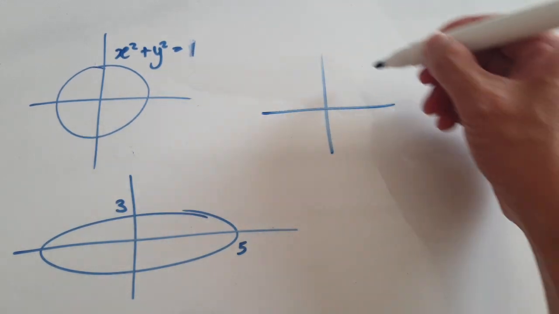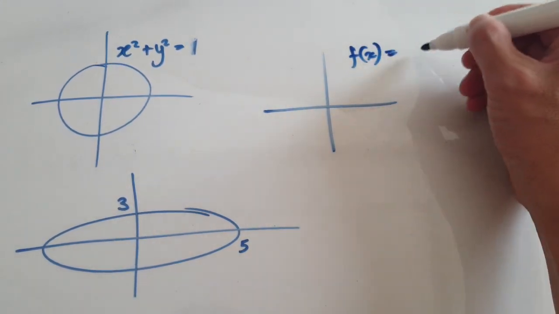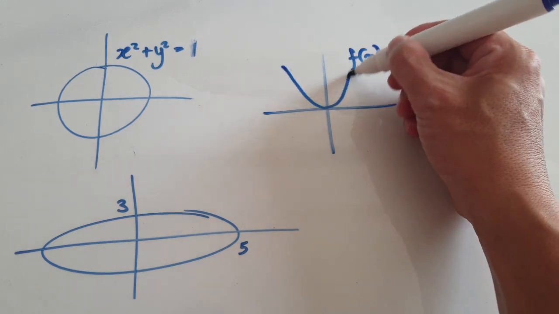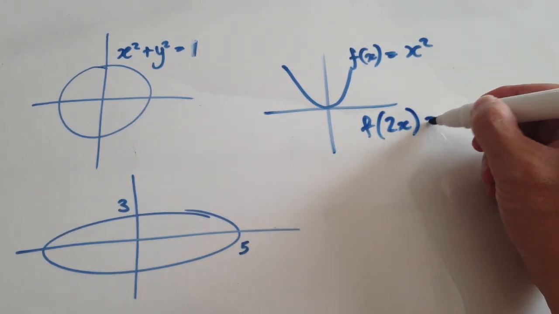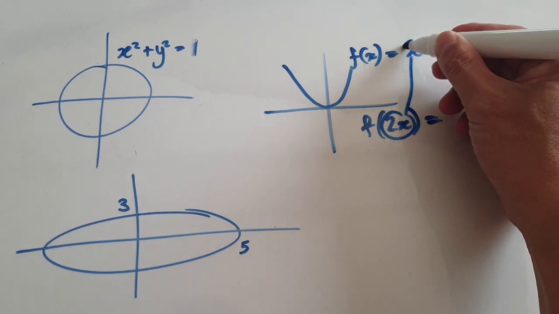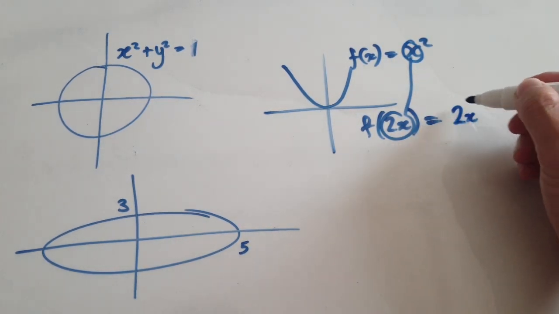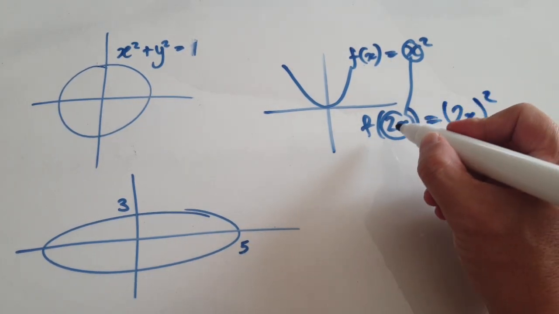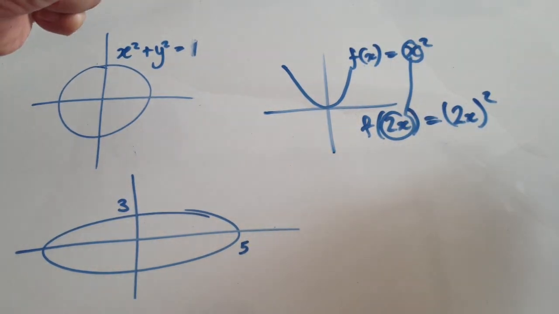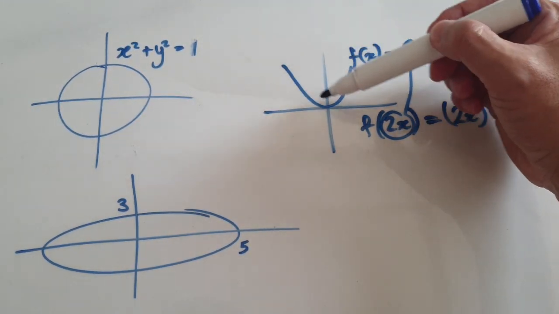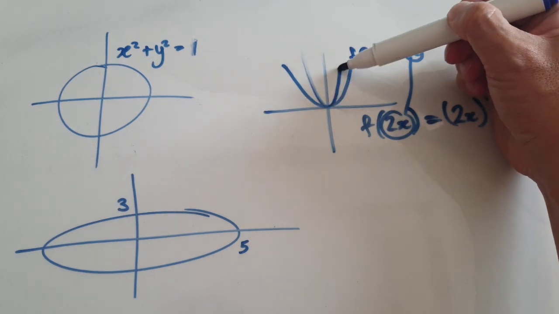Now you know that f of x equals x squared looks like this, and then if you apply this transformation to x, that means you have to put this into the x, so that would be 2x squared. This transformation will squash the graph, so it would now look like this.